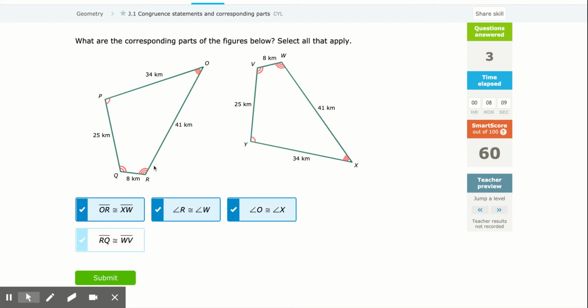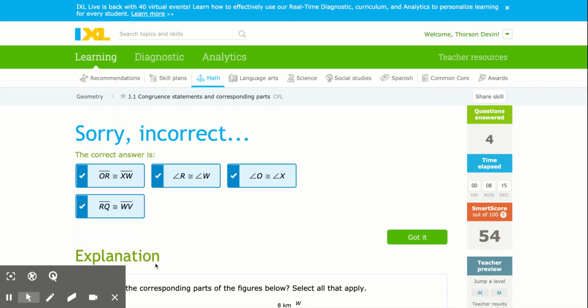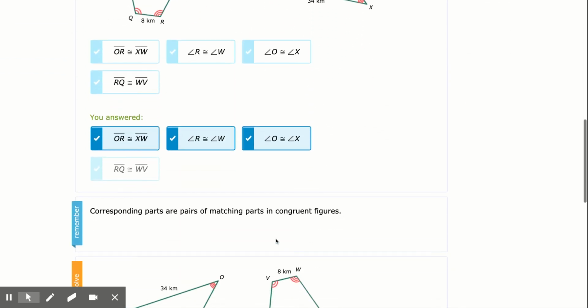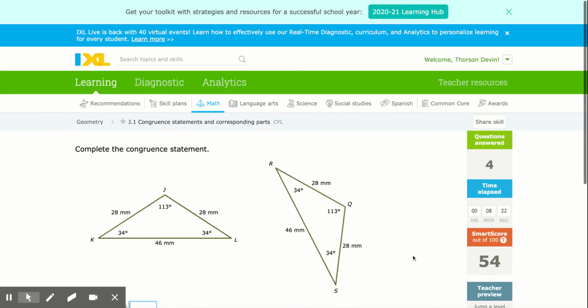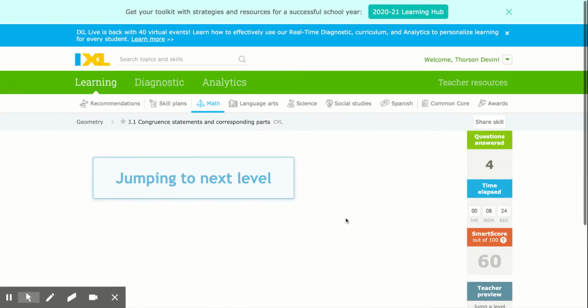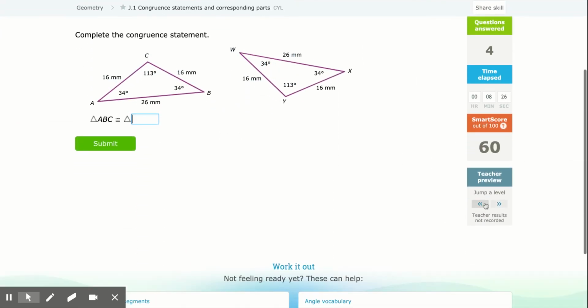Side RQ is this little teeny one. WV is that little teeny one. It also is, whoops. Oh, I forgot to click it. I didn't click it. I just hit submit. Got it. So just be careful you don't hit submit before you click them all. Ooh, I wanted to go back.